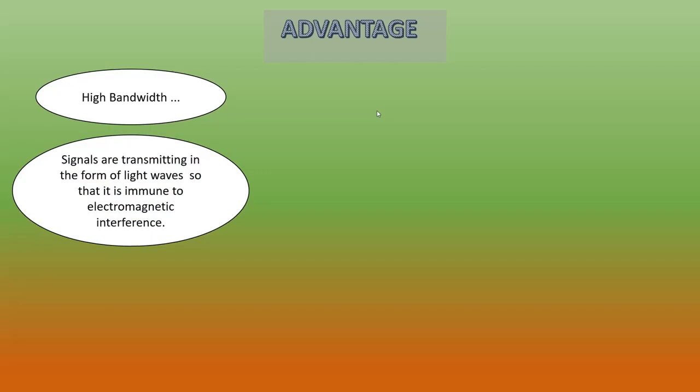Since the data is transmitting in the form of light signals, interference with other signals is less here, so it can be used in industrial areas and noisy places. We can use optical fiber cable there because data is transmitting in the form of light signals.